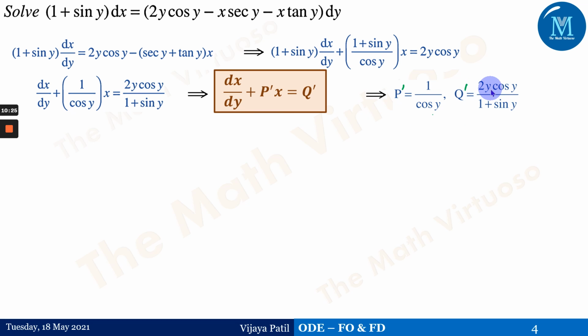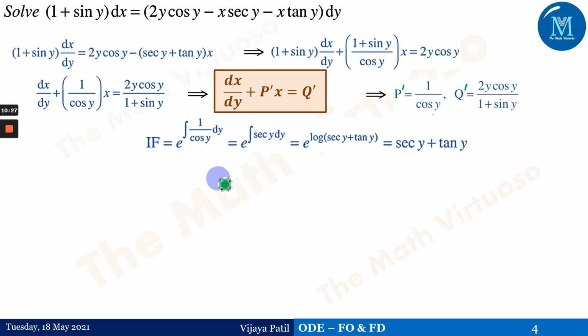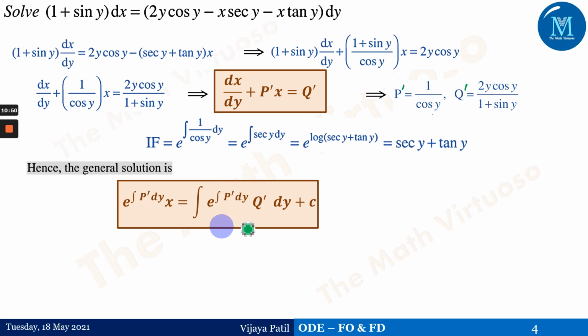That is what we have done here, and therefore the integrating factor is e to the power integration of P dash dy, the formula I have given. So it's e to the power integration of 1 upon cos y dy, which is e to the power integration of sec y dy, which is e to the power log of sec y plus tan y. Because of this, sec y plus tan y is the integrating factor, and therefore we know this is the solution.